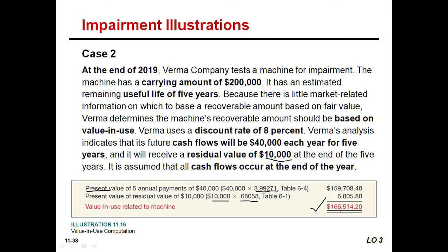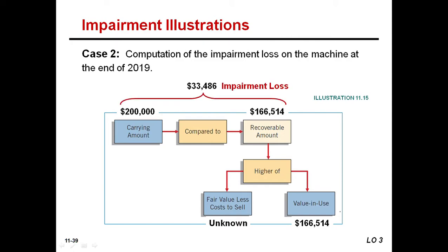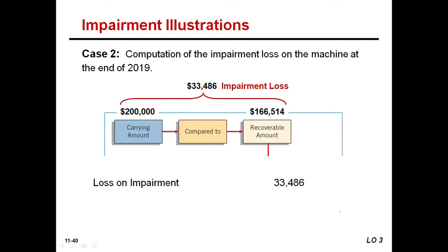What do you think? Yes, there is an impairment loss, and it is 33,486. So that's what they have passed an entry for: impairment loss debited and accumulated depreciation on machinery credited.